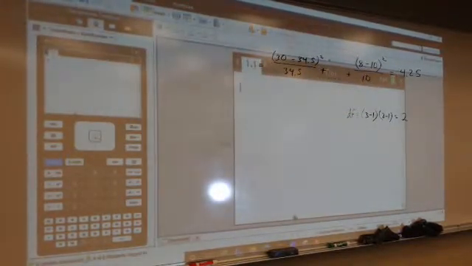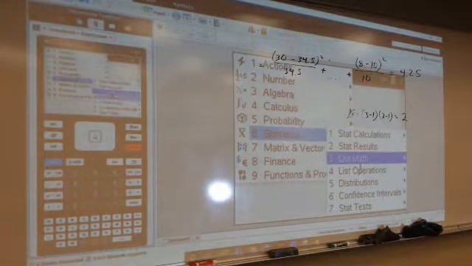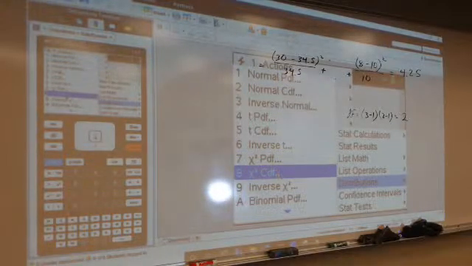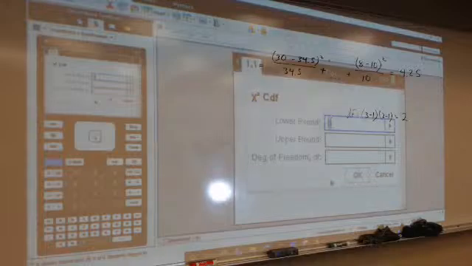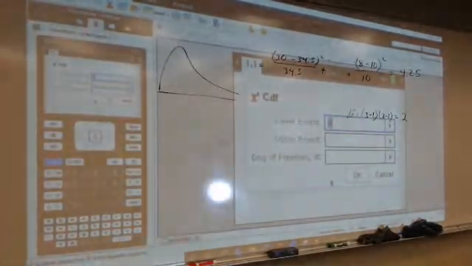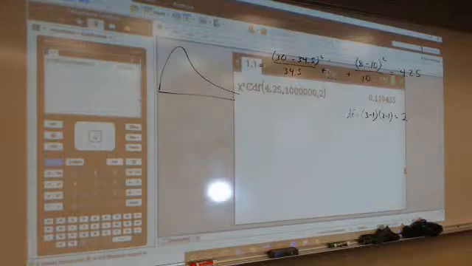So in our calculator, this is back to statistics. I'm looking at distributions. This is my chi-squared distribution, chi-squared CDF. It looks like this. It's got a big hump and then it tails off. So my lower bound is going to be my chi-squared number, 4.25. My upper bound is going to be something ridiculously large, and my degrees of freedom will be 2 in this scenario. All right, that tells us our p-value.